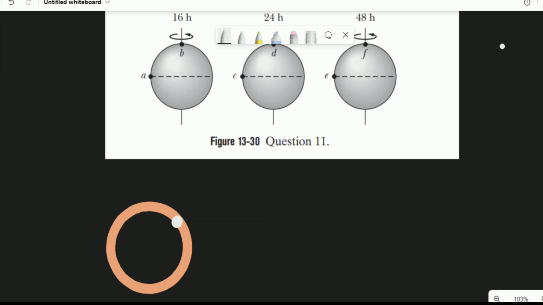Now we know this is your pole. I'm drawing one line from there, and this is your equator. If you join this point to the center of the planet, the angle with the equatorial axis is the latitude of the body, the position of the body on earth, which is lambda.